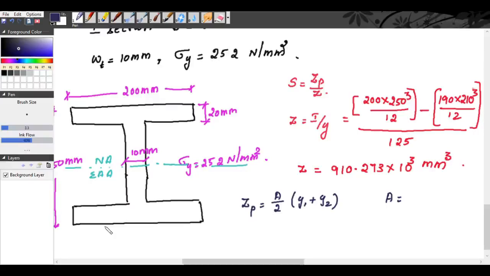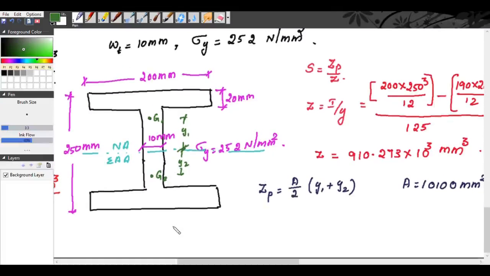So you will get the area as 10100 mm square. Now Y1 is the distance from the equal area axis to the center of gravity. So we will take this as G1 and this point as G2. This distance is your Y1 and this distance is Y2. Both are the same, right? Because it is symmetric, Y1 will be equal to Y2.